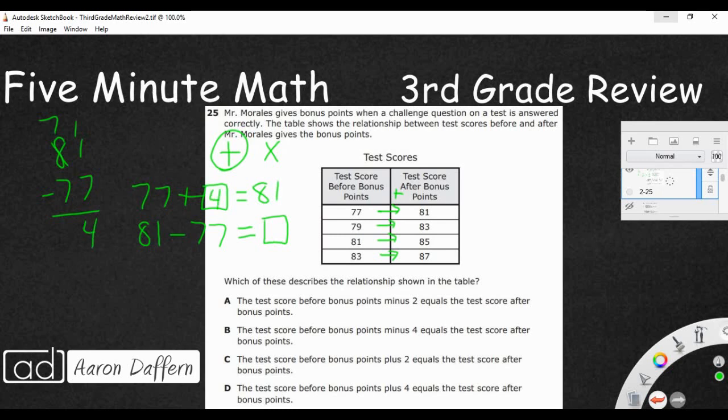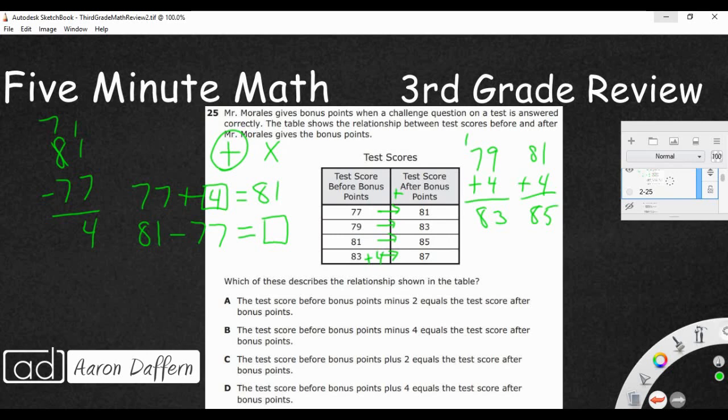If I do, let's try 79 plus 4, that's the second item. Let's see, yep, that's going to give me 83. Let's try 81 plus 4, yep, 85. And then 83 plus 4, yep, gets me 87.